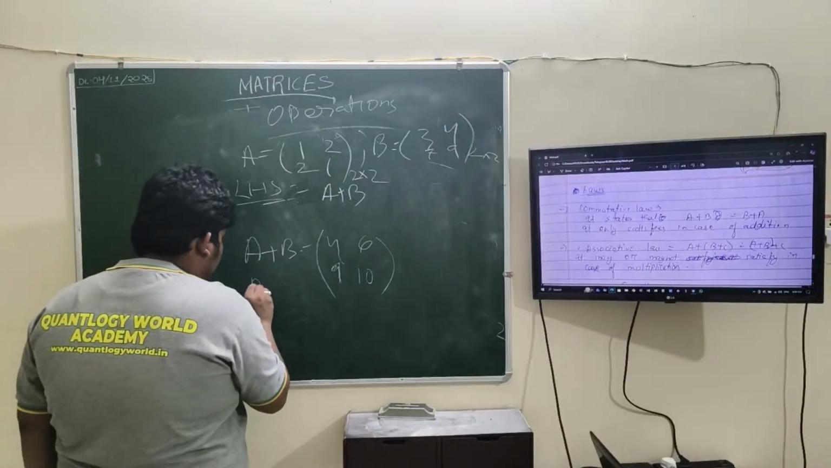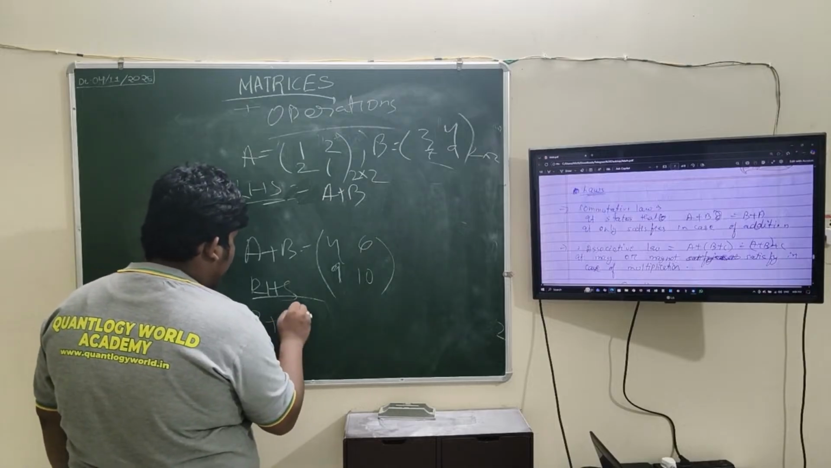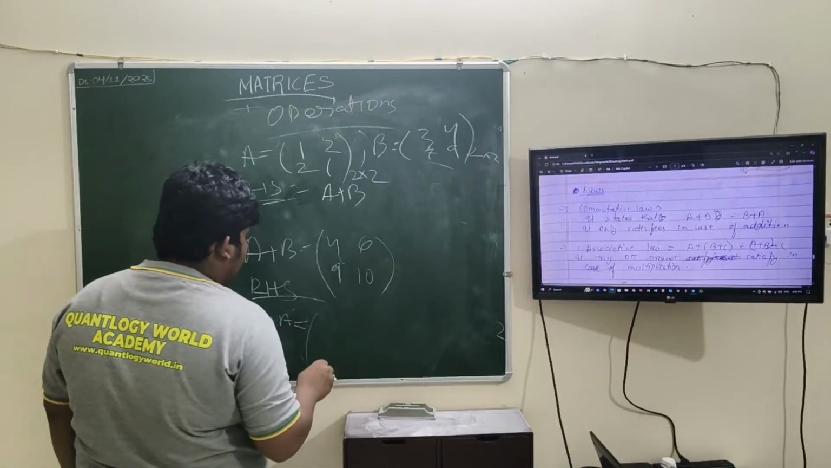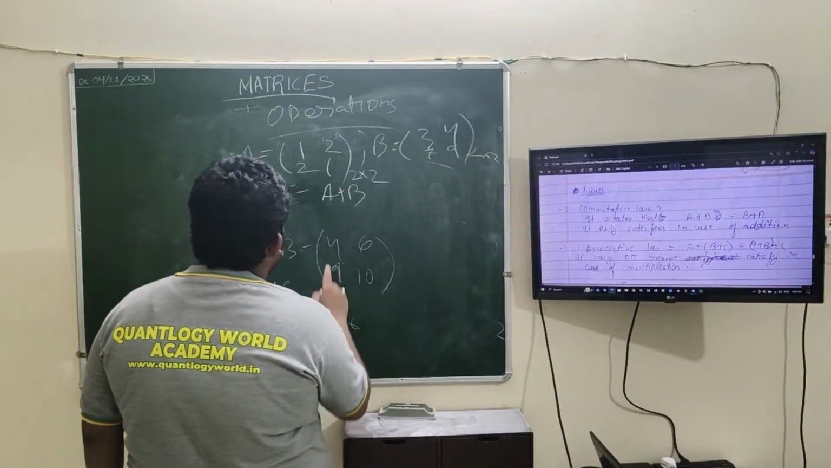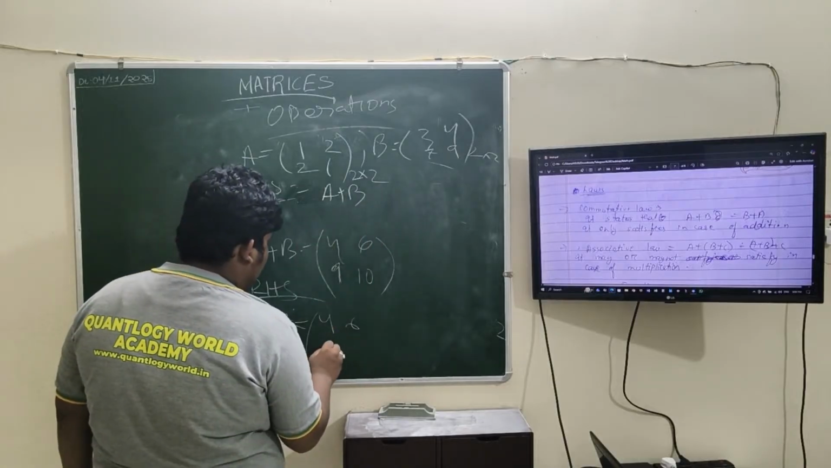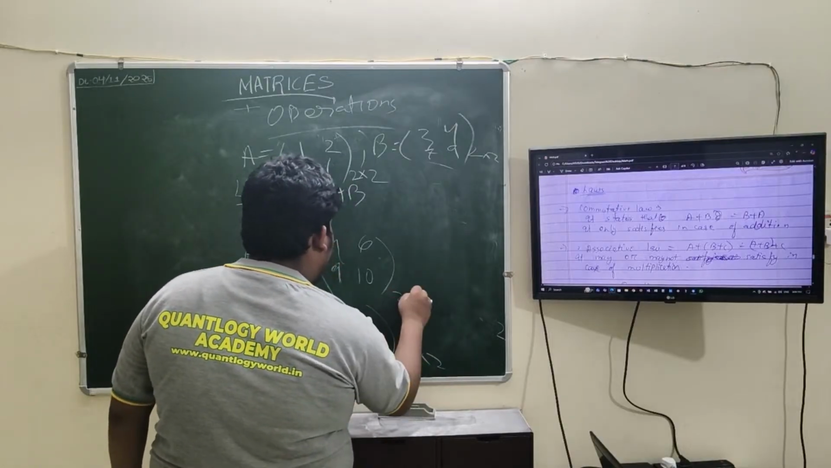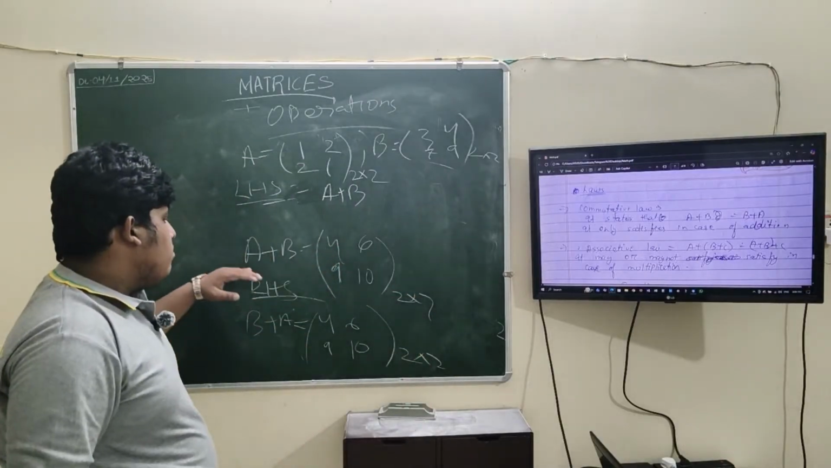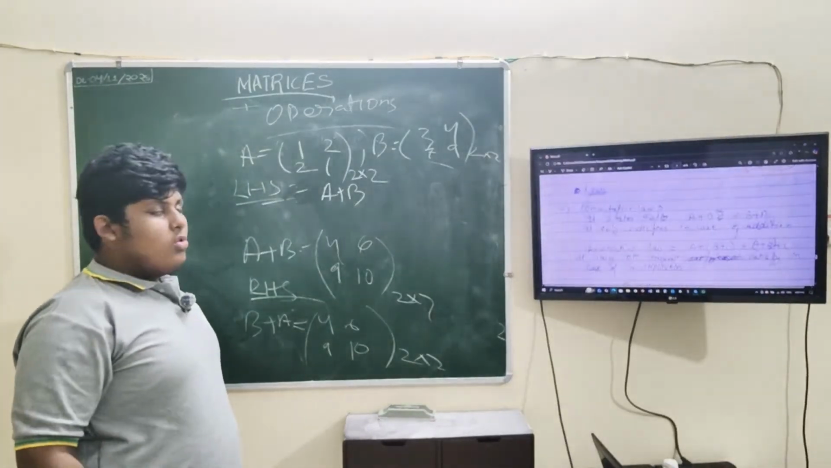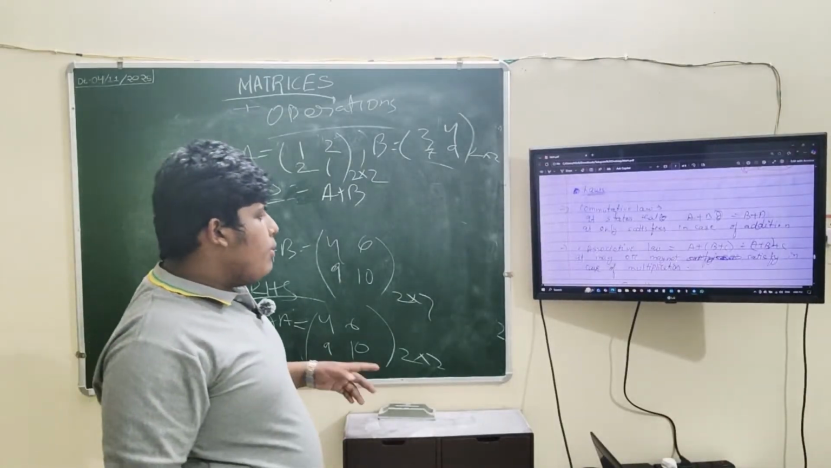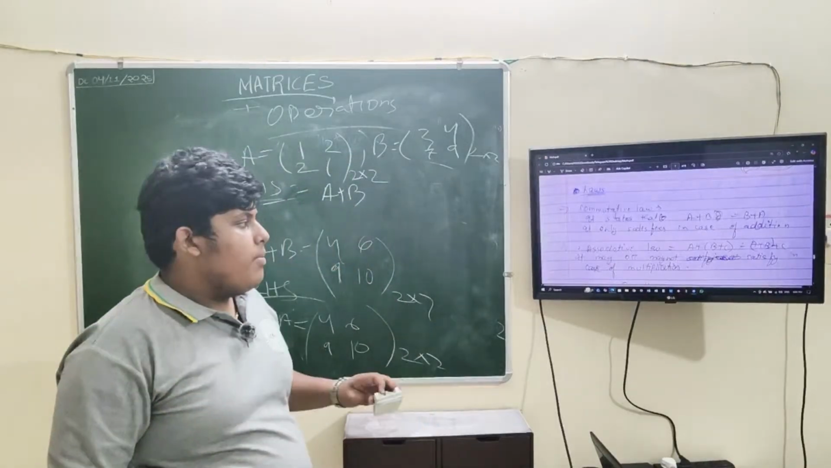Then we will solve the RHS part, which is B plus A. B plus A means 3 plus 1, which is 4, 4 plus 2 is 6, 7 plus 2 is 9, 9 plus 1 is 10. So you can match both the LHS and RHS part, which are equal, and the elements inside are also equal. So this law is satisfied, and this commutative law only holds in the case of addition, not in subtraction or multiplication.